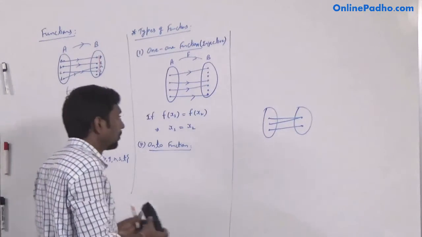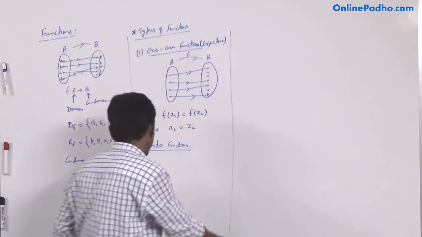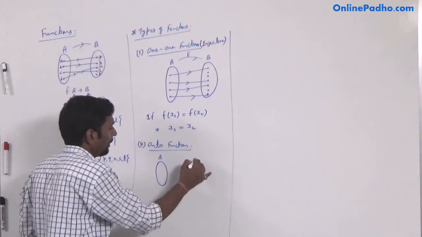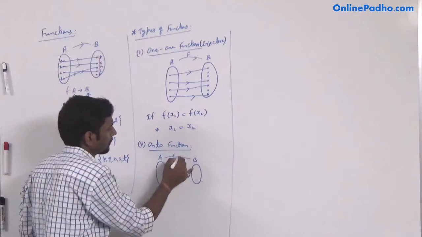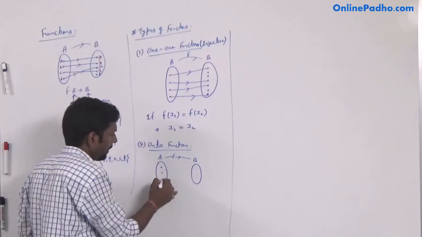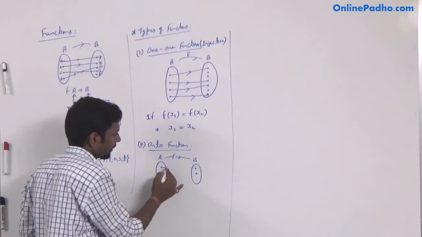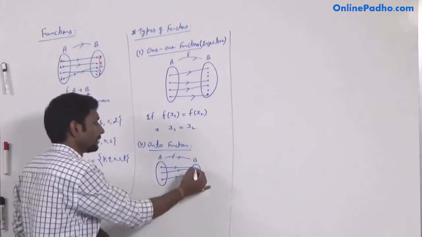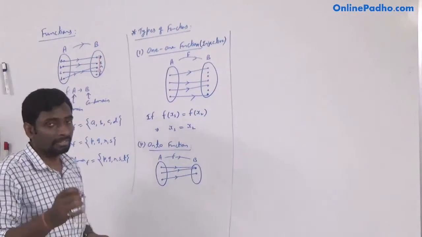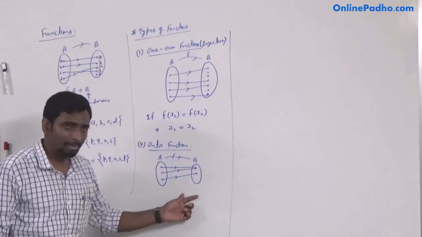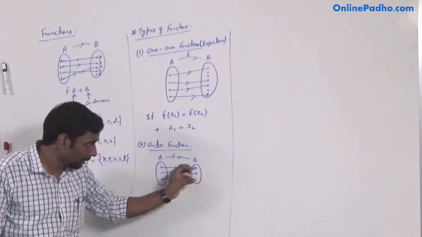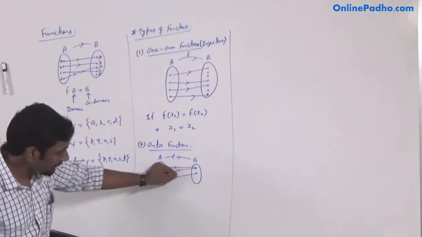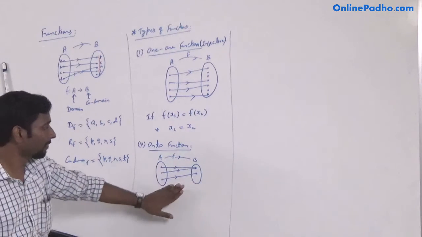Now we have to discuss the onto function. What do you mean by onto function? Let us see from the mapping. We have two sets A and B, and there is some element in this and some element in this. What do we mean by onto function? The definition is very clear from this diagram: for every element of the codomain, there must be a pre-image in its domain. So this type of function is called onto function.